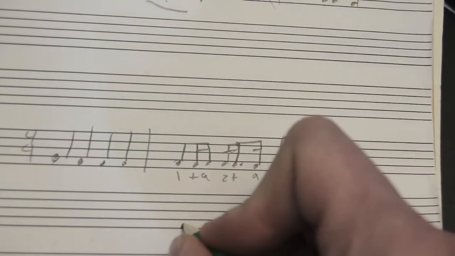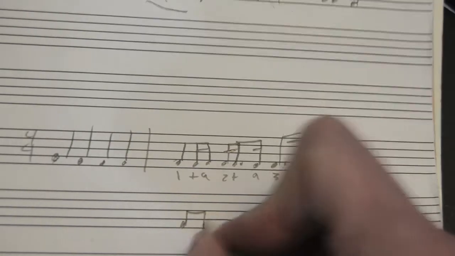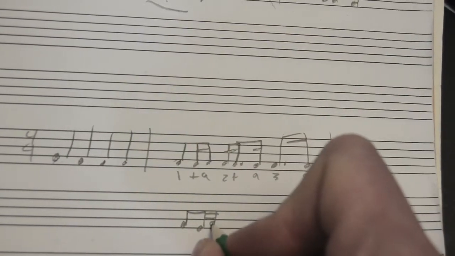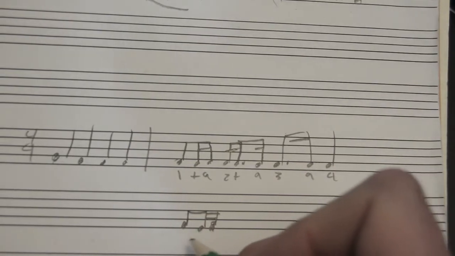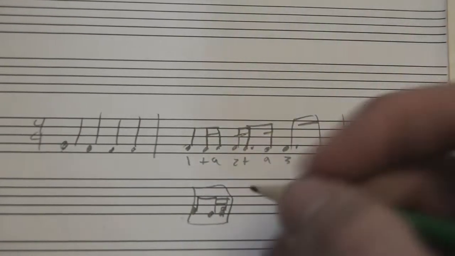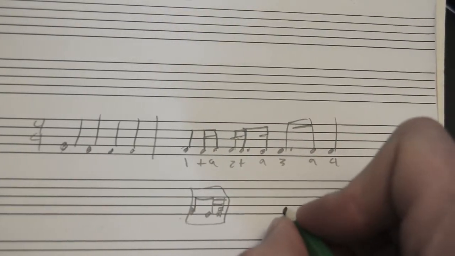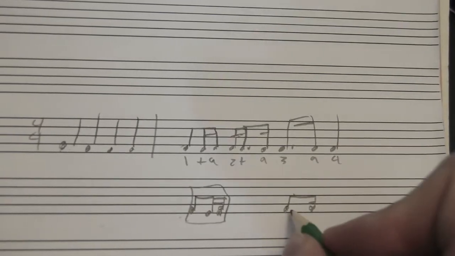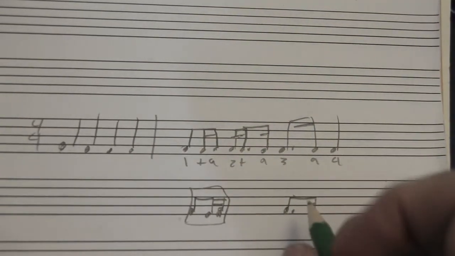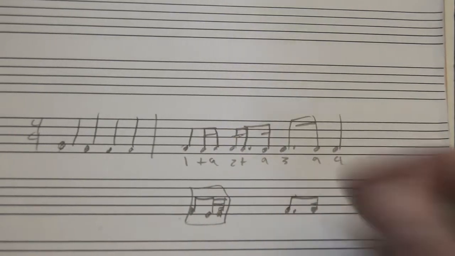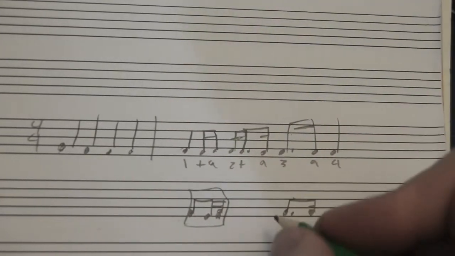To sight read, we have to recognize that this, an eighth and two 16ths, always sounds the same. 1 E and. We have to recognize that this over here, the eighth, the dotted eighth, and the 16th, always sound like 3 E and, right? 3 and. That is a word.